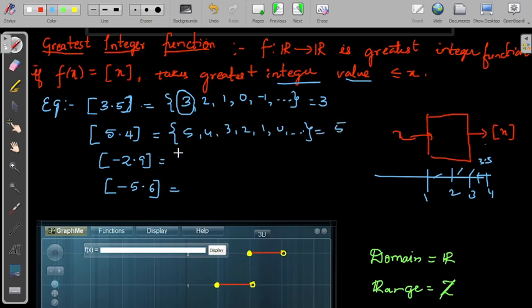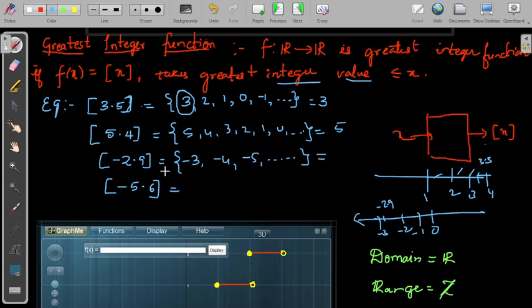Therefore, it is 5. Now the greatest integer of minus 2.9. On the number line, it is 0, minus 1, minus 2, minus 3, and minus 2.9 comes here. All the integer values less than or equal to minus 2.9: less than means towards the left. You should not move towards the right of minus 2.9. Towards the left, it starts from minus 3, then minus 4, and so on. So the greatest among all these integers is minus 3. So the greatest integer of minus 2.9 is minus 3.